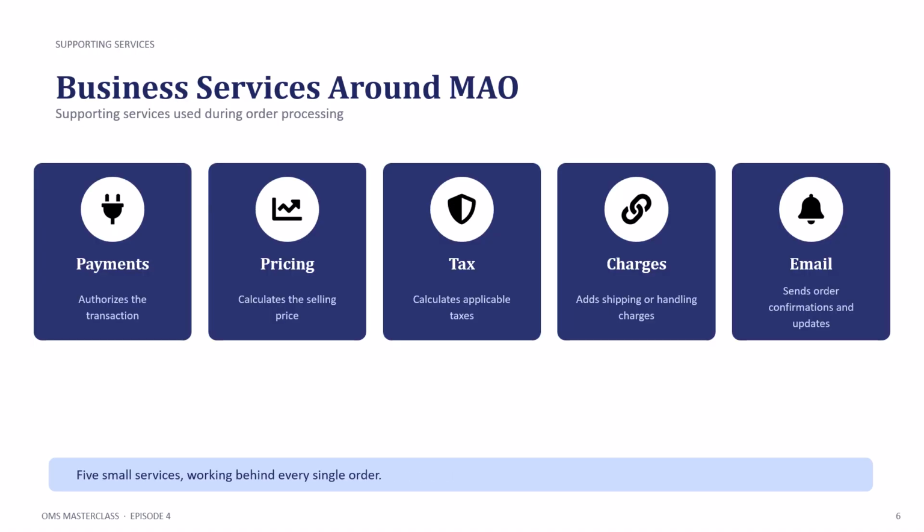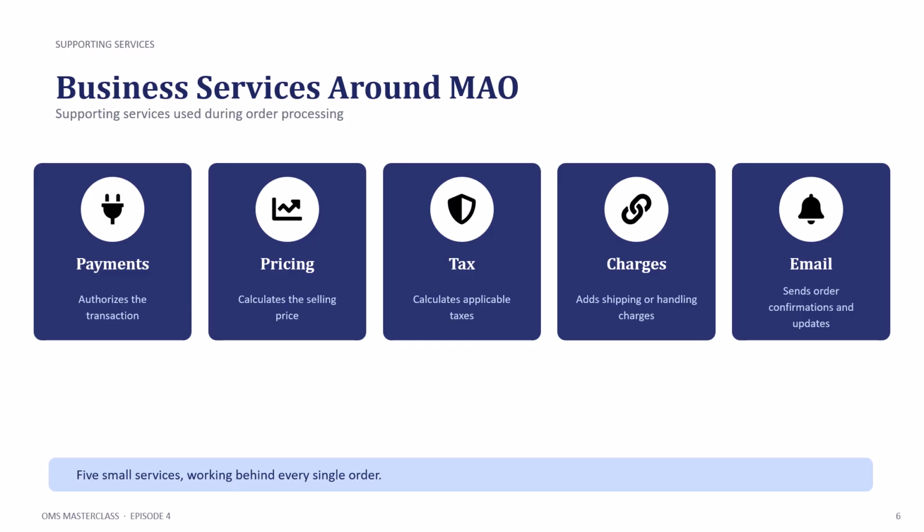Now, apart from the core enterprise systems, there are a few supporting services that MAO works with almost every day. These may not look like big applications, but they're actually very important for processing an order correctly. Let's quickly go through them. First is payments. So whenever a customer places an order, MAO works with the payment service to validate or authorize the payment before moving the order forward.